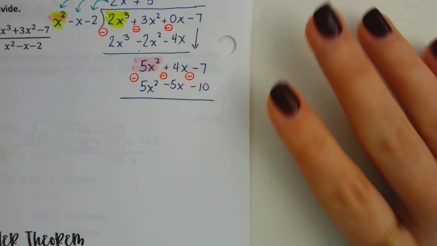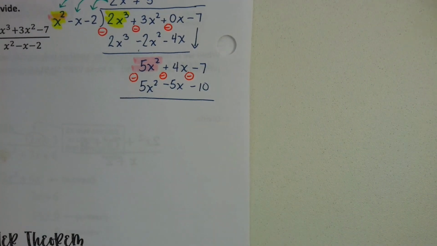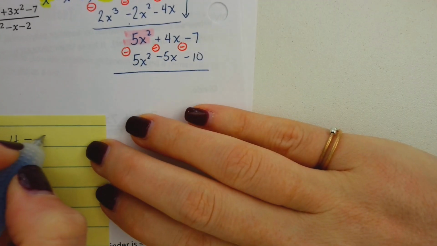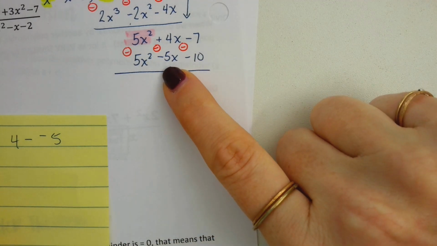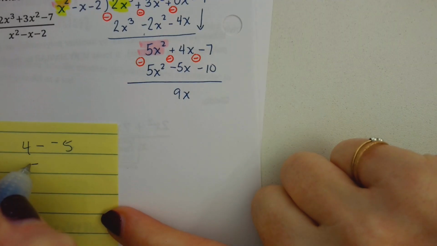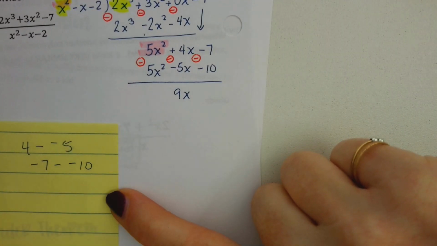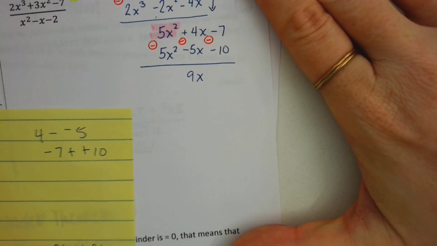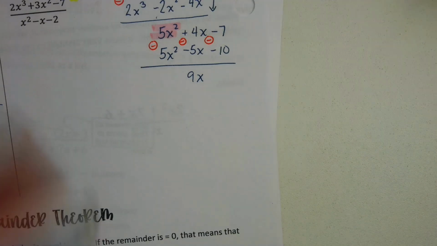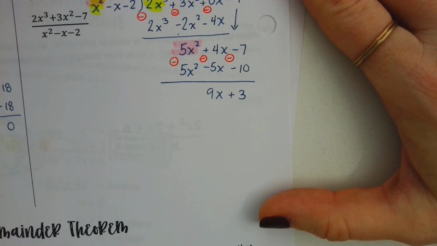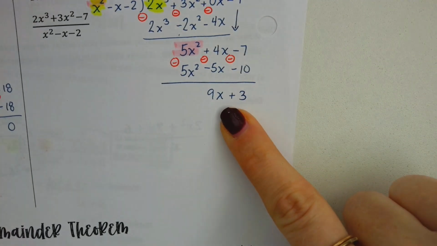Okay, I know first one's going to cancel. The whole point was finding a number to get it to cancel. And then we've got 4 minus negative 5. 4 minus negative 5 becomes 9x. Yep. And then we have negative 7 minus negative 10. Two negatives become a plus, so that's negative 7 plus 10, which is 3. Right. Plus 3. Do we have any more terms to bring down? No. So this binomial is our remainder.